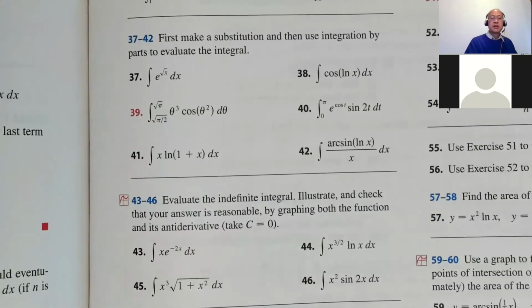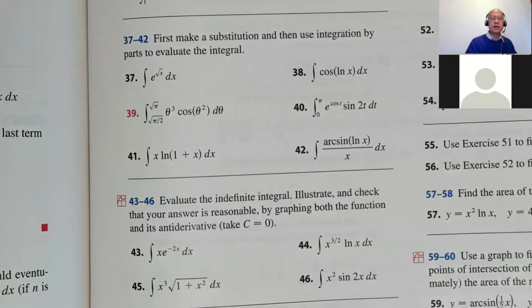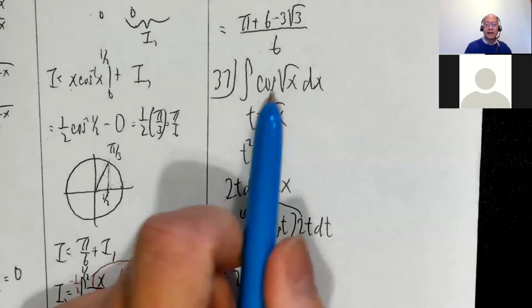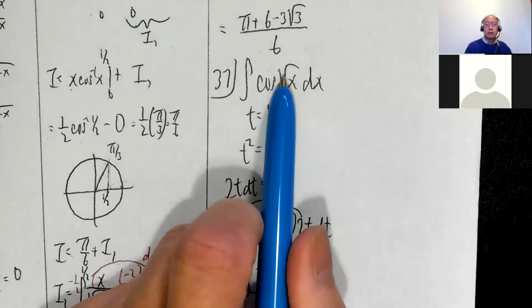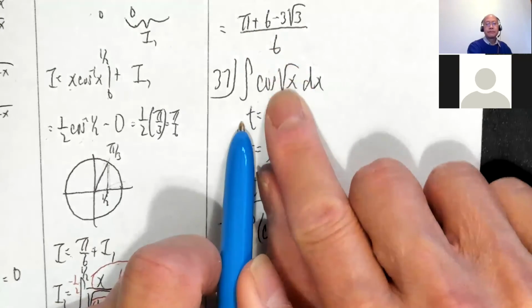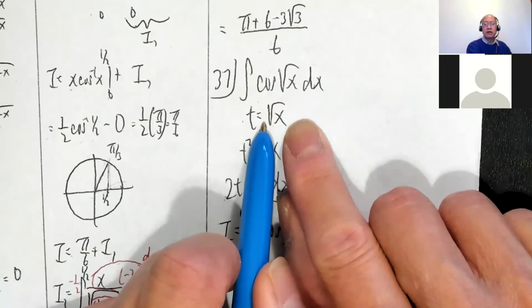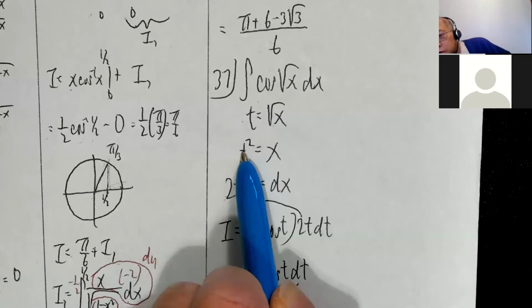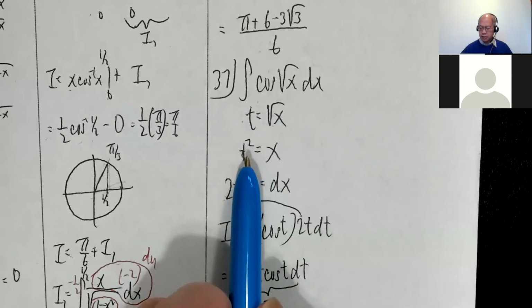One last one that I will show you was 37. It says first make a substitution and then use integration by parts to evaluate the integral. So what do they mean by that? Cosine radical x. All right, I don't like radical x. I like it to just be t. So let t be radical x. Square both sides. So it looks like this. t squared equals x.